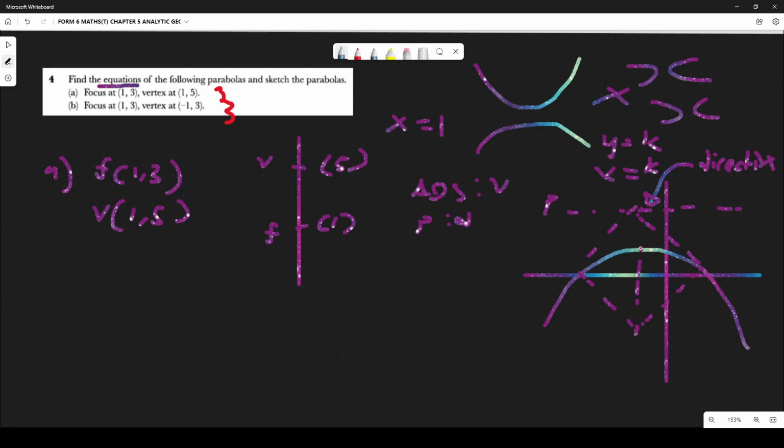You can also think of it this way: the distance from the directrix to the vertex and from the vertex to the focus is the same amount. It should be the same amount, unless I'm wrong.